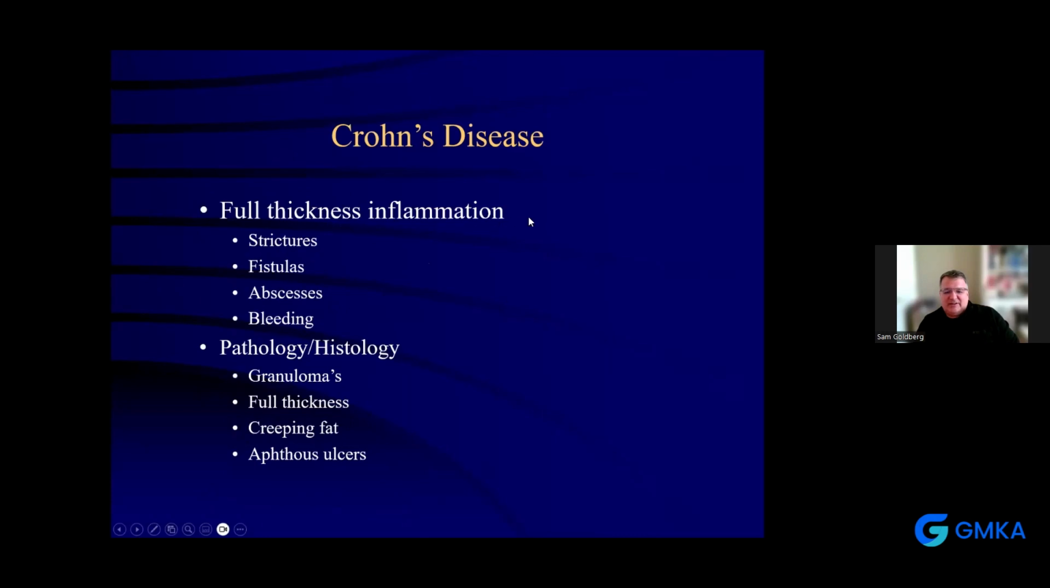So once again, full thickness inflammation, you get strictures, fistulas, abscesses, you can have bleeding and anemia. As I mentioned, the histology shows granulomas, full thickness, creeping fat, and they will have ulcers generally in their mouth.